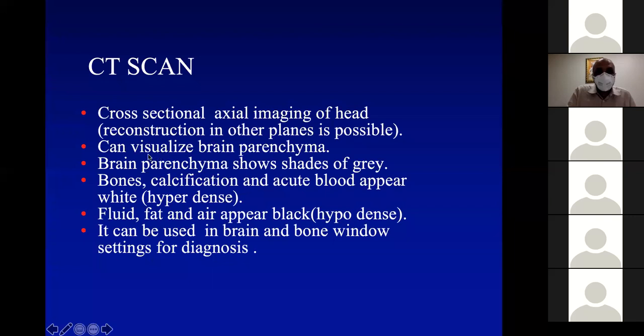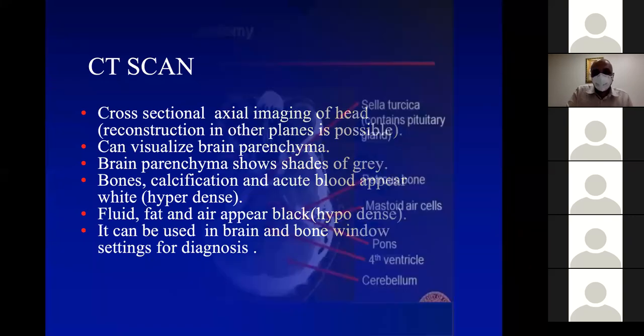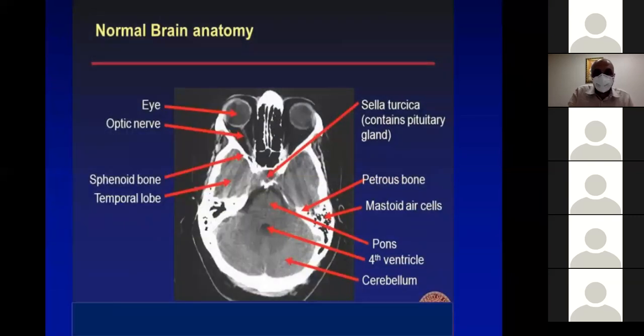The advantages are it can visualize brain parenchyma. The brain parenchyma shows shades of gray. The bones and any calcification and acute blood appear white or hyperdense. Fluid, fat, and air appear black or hypodense. It is used to image brain, and on bone window settings, we can diagnose fracture looking at the bones. I'll show you the examples in a few minutes.